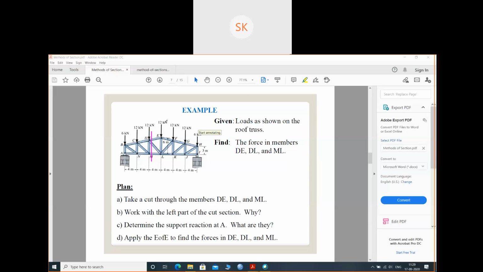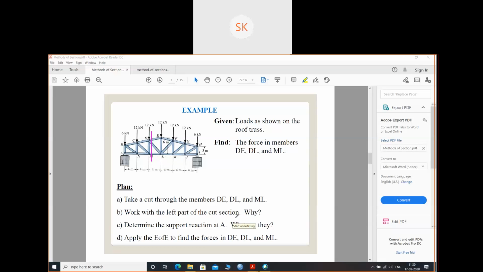So see, loads are shown on the roof truss. This is the roof truss given to us. I have been asked to find out the forces in members DE, DL and ML. So what I did, I made a cut with the pink line. Hope this is visible. Take a cut through the members DE, DL and ML.